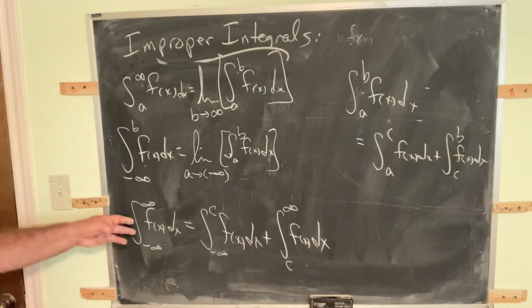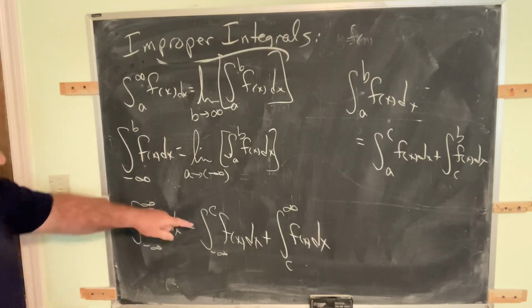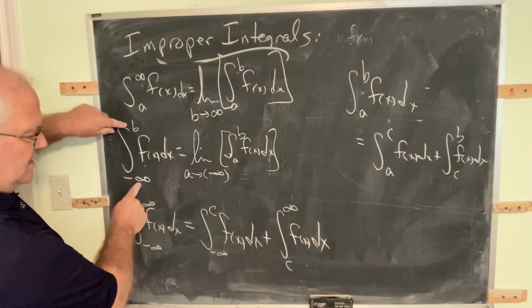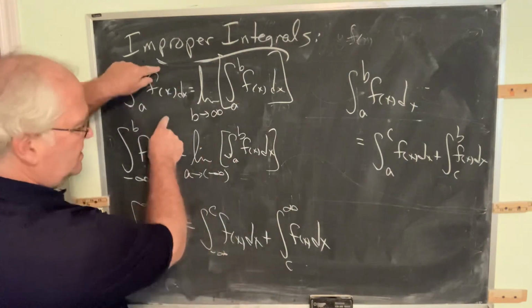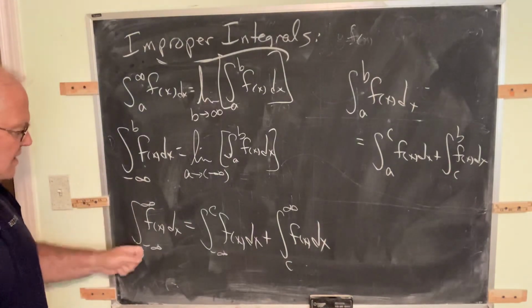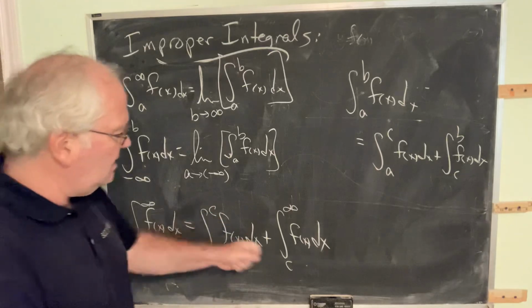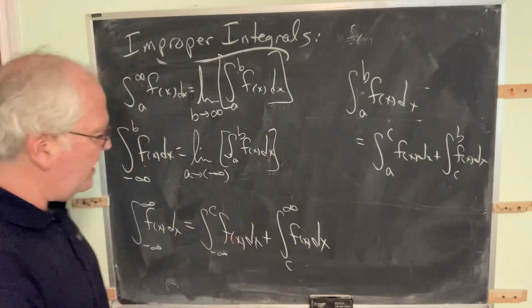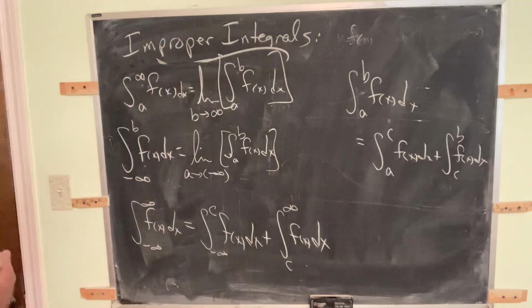And so if you have infinities at both ends, you change it into one like this, and then one like this, and you split this infinity at any convenient value c. You may choose it to be any finite value you like. And so we'll do several examples of this, and it will be very straightforward.